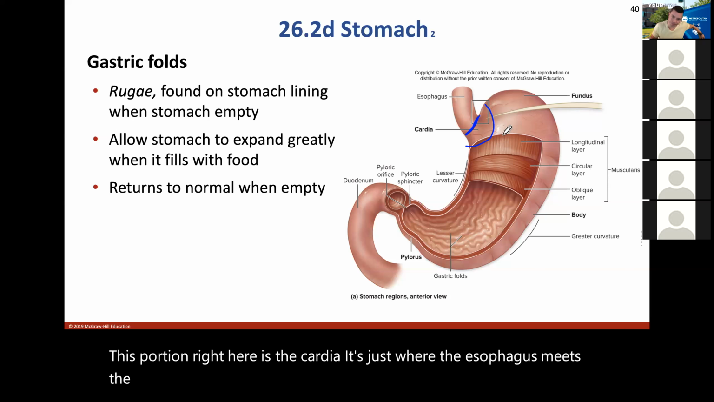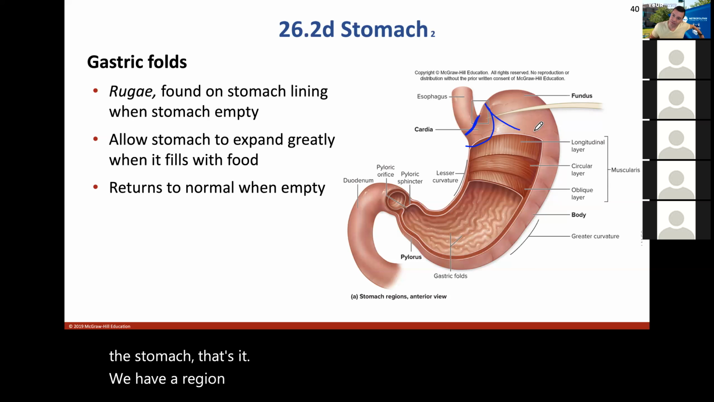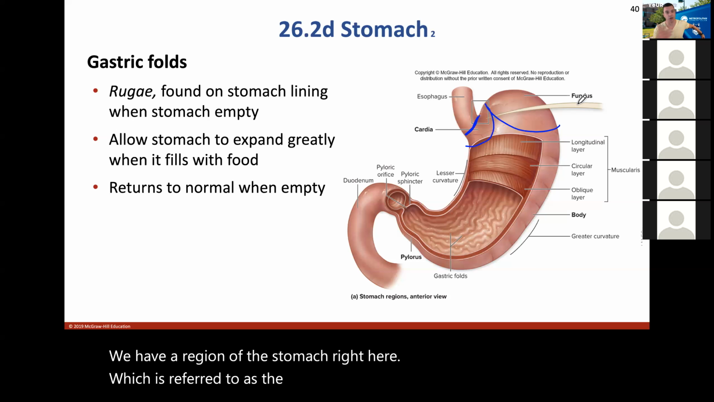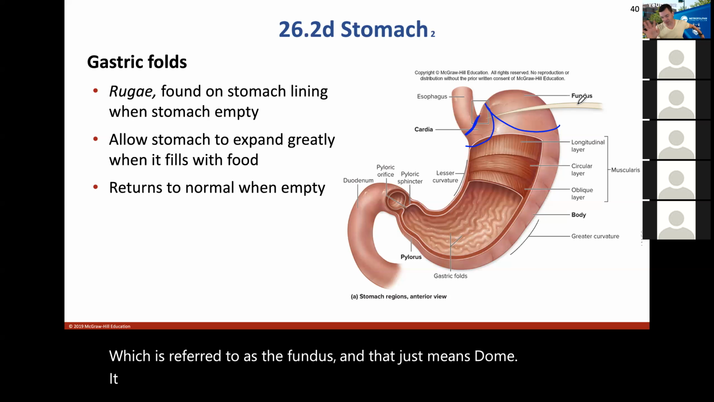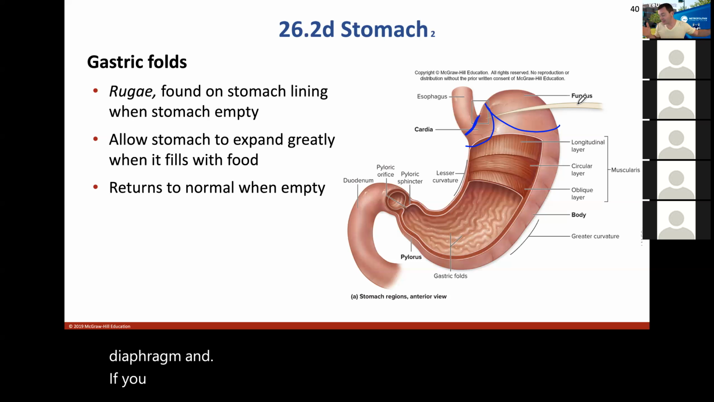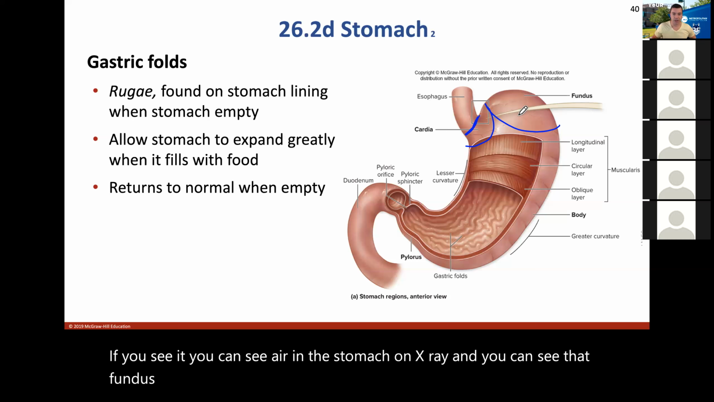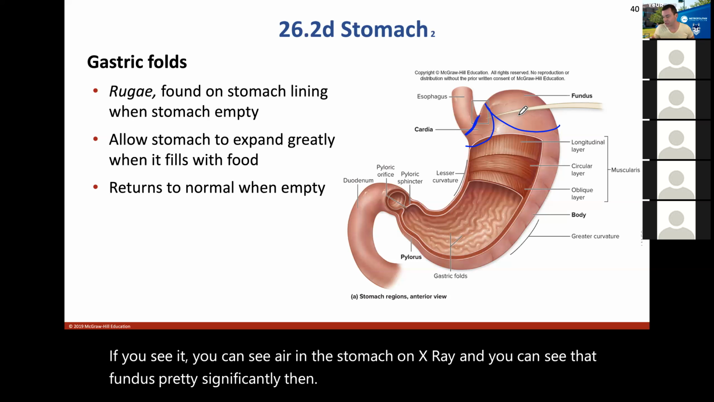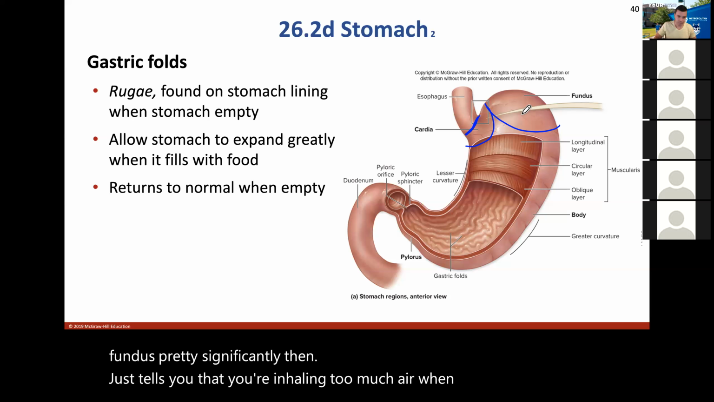That's it. We have a region of the stomach right here, which is referred to as the fundus. And it just means dome. It actually comes in contact or close proximity to the diaphragm. And you can see air in the stomach on x-ray, and you can see that fundus pretty significantly then. It just tells you that you're inhaling too much air when you're eating your food.